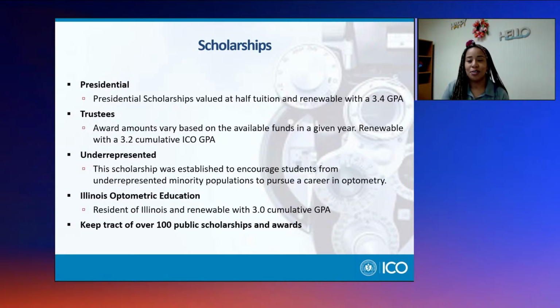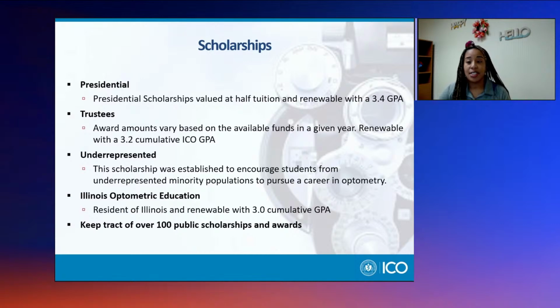We do have some institutional scholarships available at ICO. You do not have to apply for them. You will be notified during your time of acceptance, when you receive your admissions letter, whether you will receive those scholarships. So we have the Presidential Scholarship, which is awarded at half tuition. You do have to have a cumulative GPA of a 3.5 as an incoming student, also score a 350 or higher on your OATs, and maintain a cumulative GPA of a 3.4 for all 4 years in order to renew that scholarship.